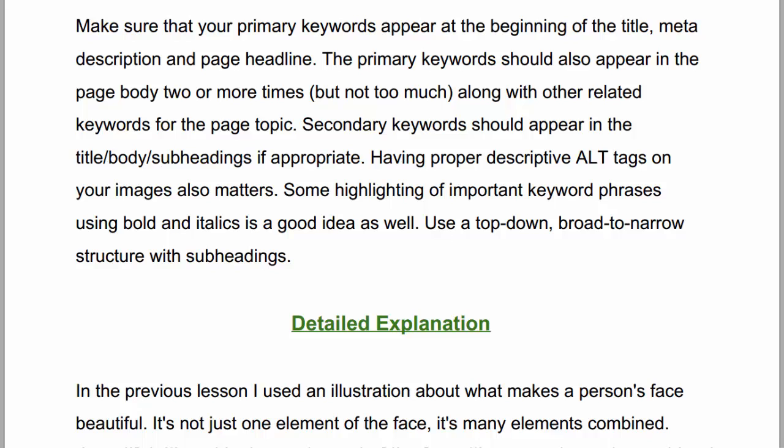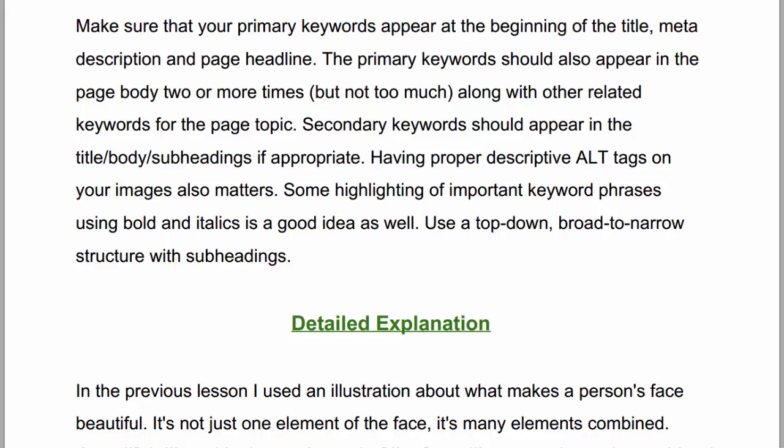Having proper descriptive alt tags on your images also matters. Some highlighting of important keyword phrases using bold and italics is a good idea as well, but should not be overdone. And use a top-down, broad to narrow structure with subheadings. Now for a more detailed explanation.